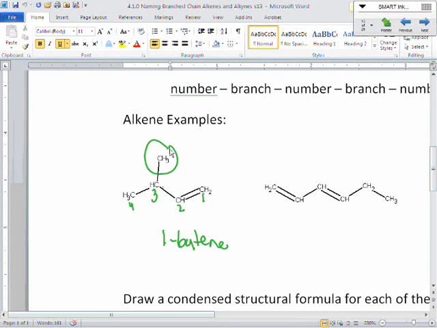Now we need to name our branch. It's a methyl. It's in the number 3 position. It's a 3-methyl-1-butene.